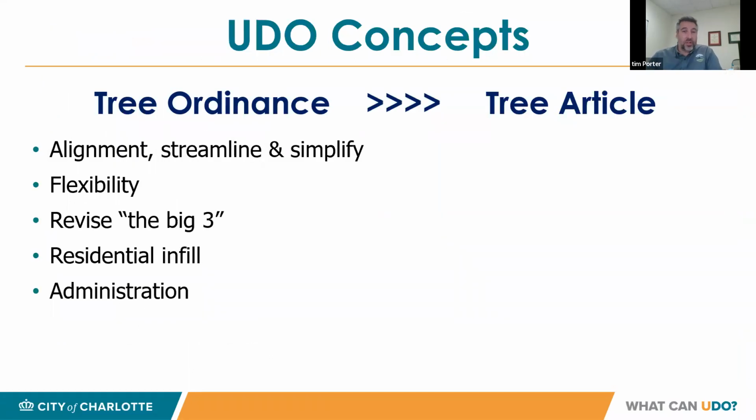On a high level approach, the major concepts we looked at for proposing regulations for the tree protection article fell into these five key areas. We're looking to align, streamline, and simplify the current tree ordinance into the new UDO, providing flexibility, and revise the big three, the big three types of development requirements in the current tree ordinance. We'll talk a little bit more about that in just a minute. We found a lot of interesting trends and results from our analysis on residential infill areas, so there are proposed regulations in that area, which is a step in a new direction. And generally the administration of the tree protection article will evolve as well.